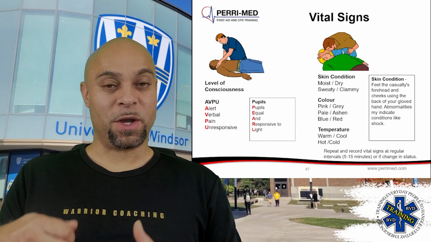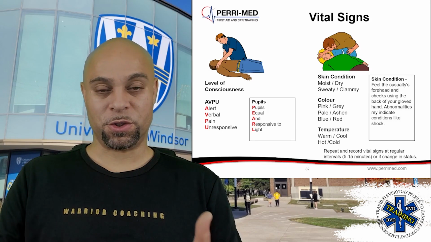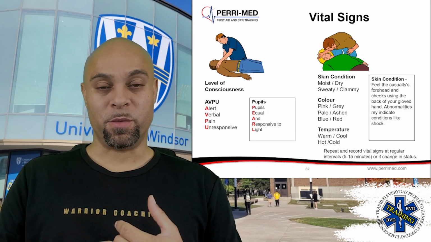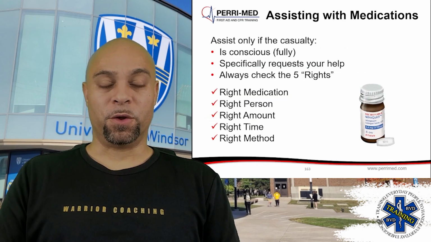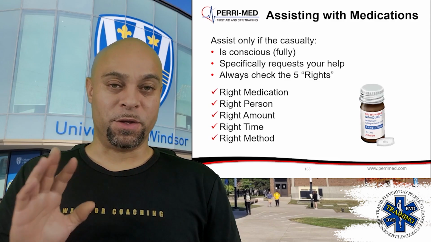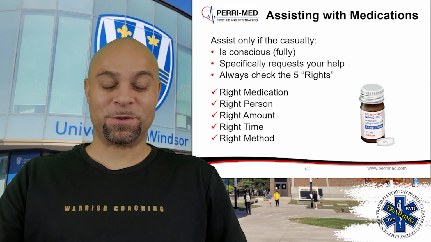Then give them the medication to administer, or maybe ask for permission. So they have to be fully conscious and specifically request your help to assist in administering a medication. So fully conscious, specifically request your help, and then check the 5 rights of a medication. You've done that, you're going to pass the scenario no problem.